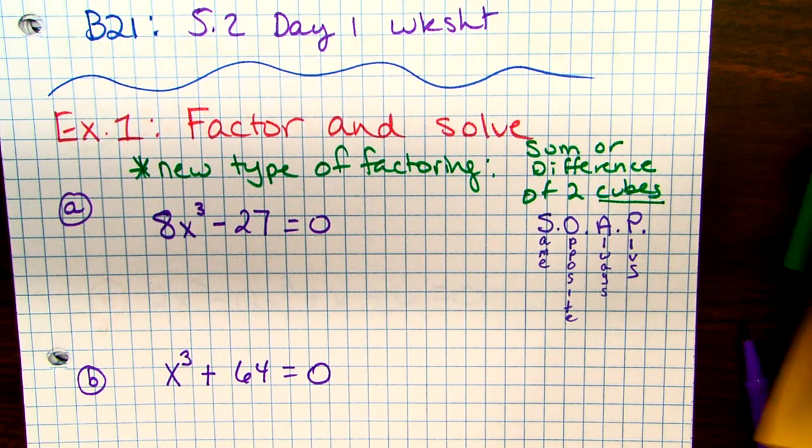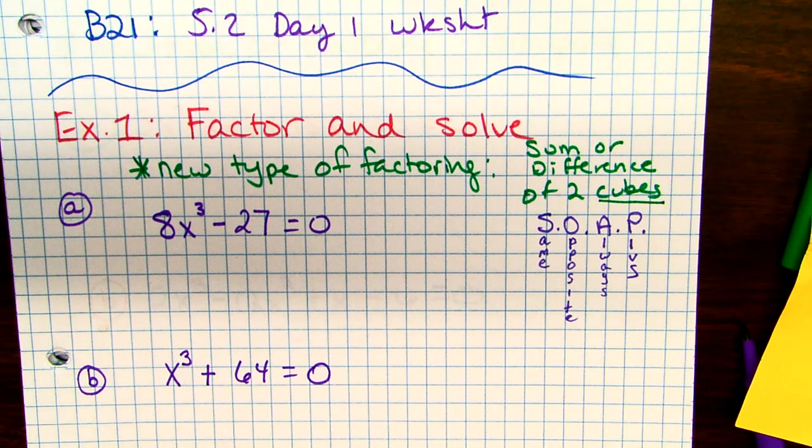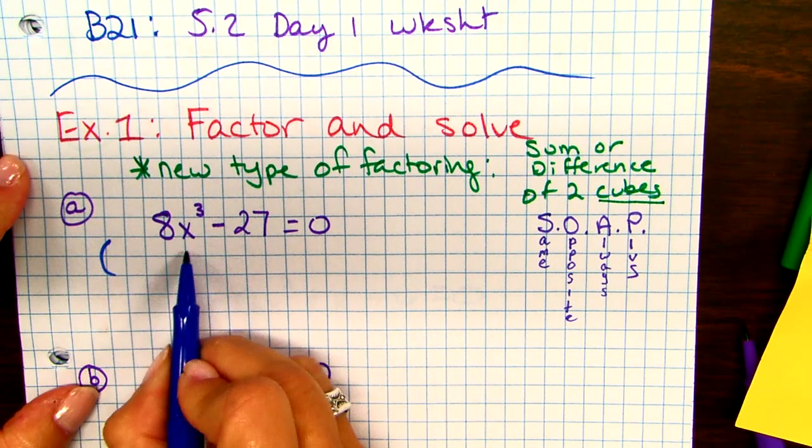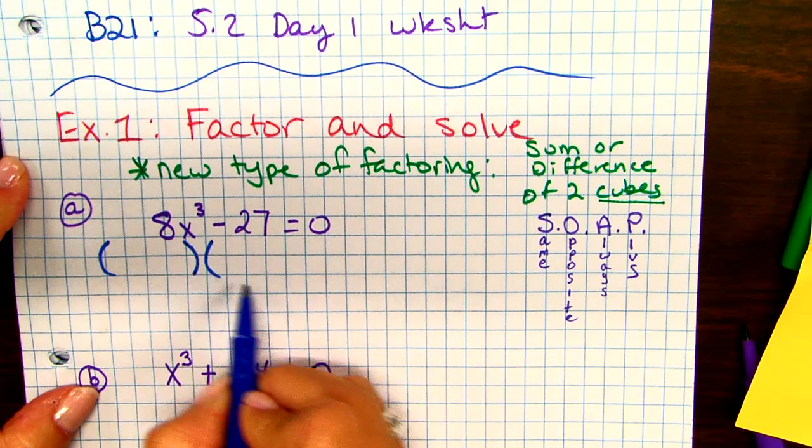So, what does SOAP do for us? SOAP gives us the signs that are going to be in our parentheses. So you're going to hear me when I repeat these things, it's because it's helpful. I say it's a SOAP problem, you're going to do this. You're going to have a small parentheses and a big parentheses.